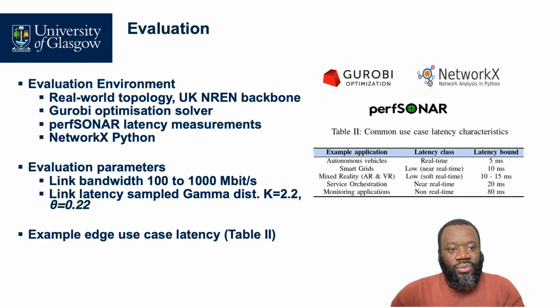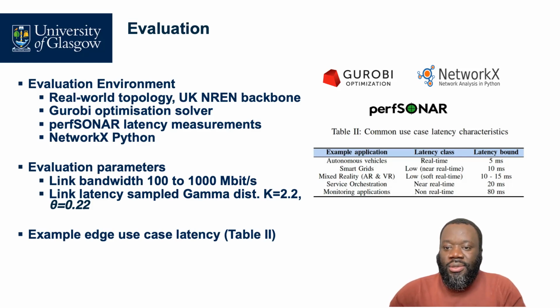For the evaluation environment, we made use of a real-world network topology, the UK NREN backbone network. The optimization solver we used is Gurobi. The Persona latency measurements were used as well, along with the NetworkX Python library. For the parameters, we set link bandwidth to a range between 100 and 1000, which depends on what your infrastructure is able to support and what network operators are able to do. The latency measurements gotten from Persona were sampled using a gamma distribution.